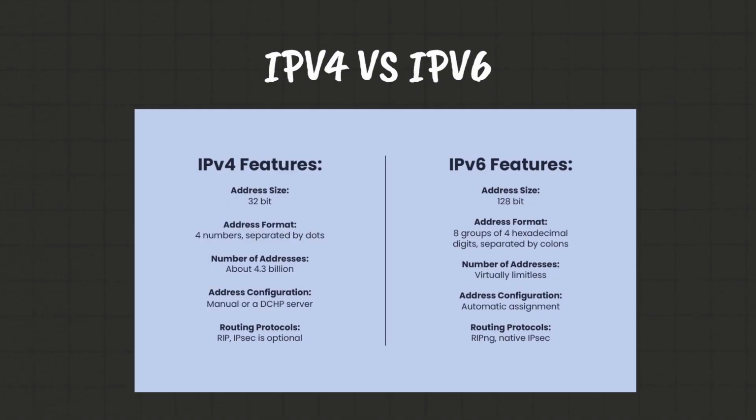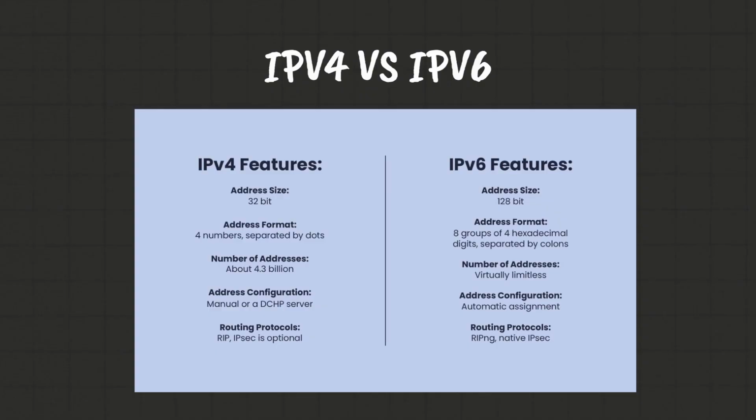Okay, so next we have IPv4 and IPv6. IPv4 has been the backbone of internet for decades now. But with the rapid growth of connected devices, we are quickly running out of available IP addresses. Then enters IPv6, the next generation protocol, which was designed to solve this particular problem and to provide a virtually limitless supply of IP addresses.